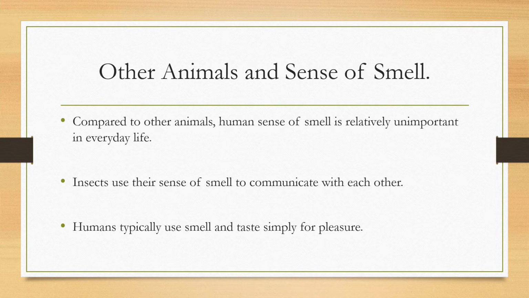Now, other animals and their sense of smell. Compared to other animals, the human sense of smell is relatively unimportant in everyday life. Even though we think our sense of smell is important, think about insects that use their sense of smell to communicate messages with each other. Humans typically only use smell for pleasure, for eating and things like that. So in the big picture, it's not that the sense of smell is unimportant, but just so that you understand how it compares to other senses.